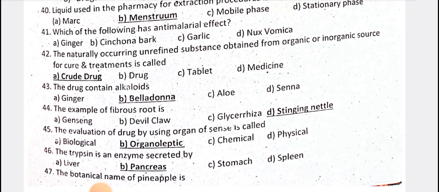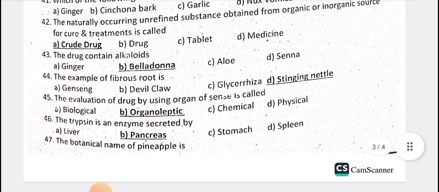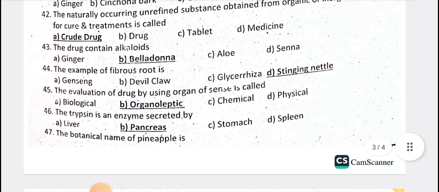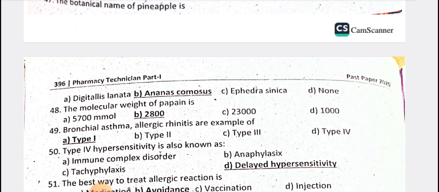The naturally occurring unrefined substance obtained from organic or inorganic source for cure and treatment is called crude drug. The drug containing alkaloid is belladonna. The example of fibrous root is stinging nettle. The evaluation of drug by using organs of sense is called organoleptic. Trypsin is an enzyme secreted by the pancreas. The botanical name of pineapple is Ananas comosus.